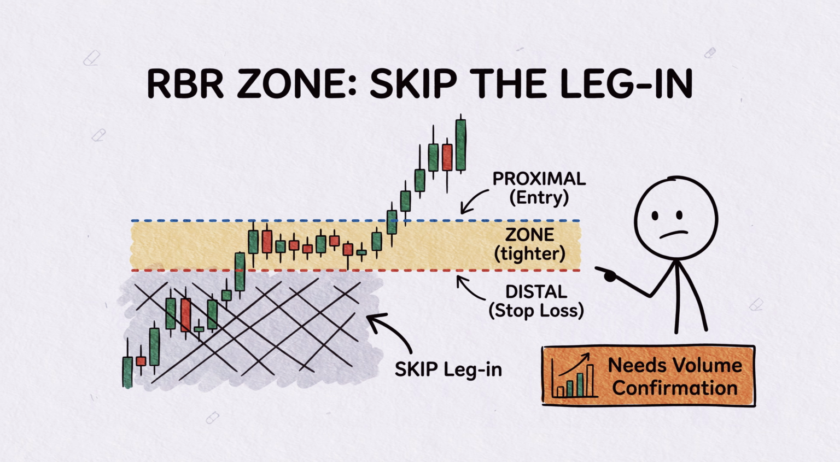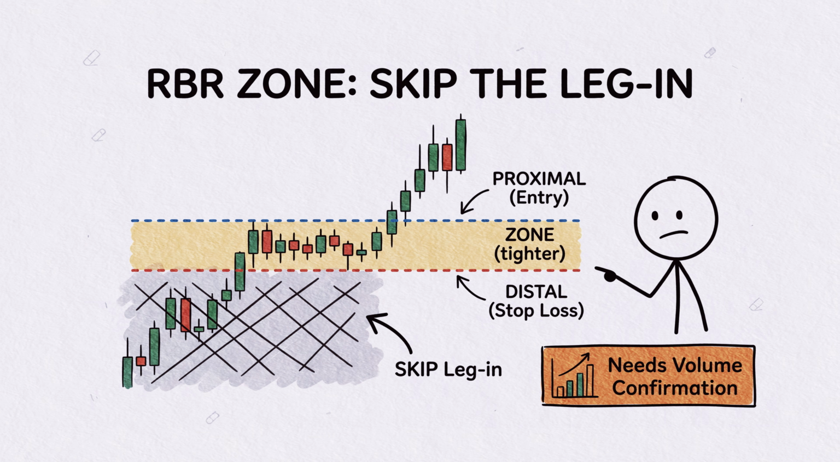The continuation thesis is broken. Extending your stop loss down to the leg-in is pointless. How to trade? You still place a buy limit at proximal, stop loss below distal. But, because commitment is low, the zone may get penetrated on retest. So with RBR, you need volume confirmation before trusting it. Specifically, the no supply signal.